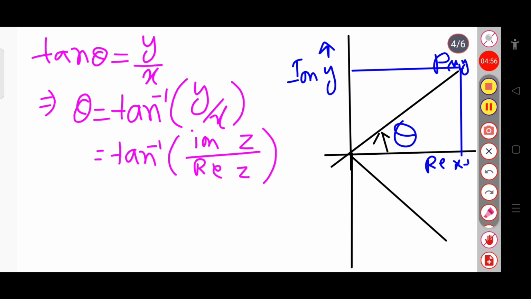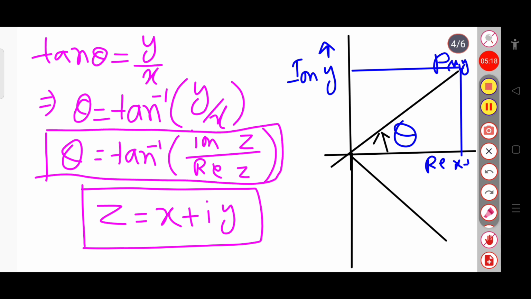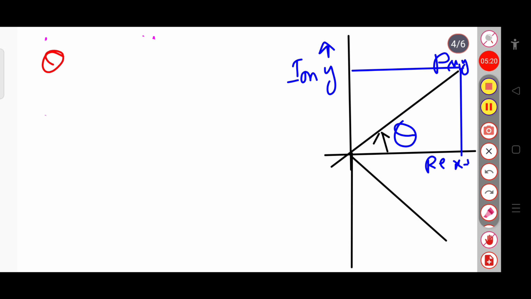You can remember that we have considered z equal to x plus iy. This is the complex representation. We have already considered z is the complex number equal to x plus iy. So theta equals tan inverse of the imaginary part of z divided by the real part of z. Clear? This theta is also known as the argument of z. Here I am writing arg z, which is equal to tan inverse of y by x.